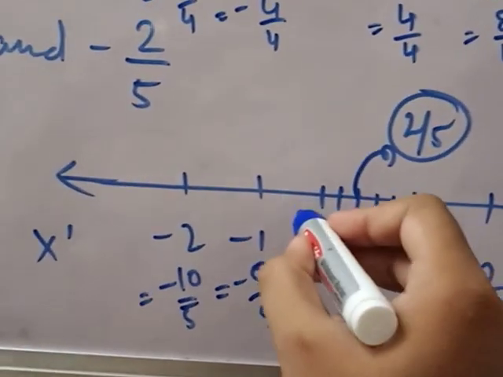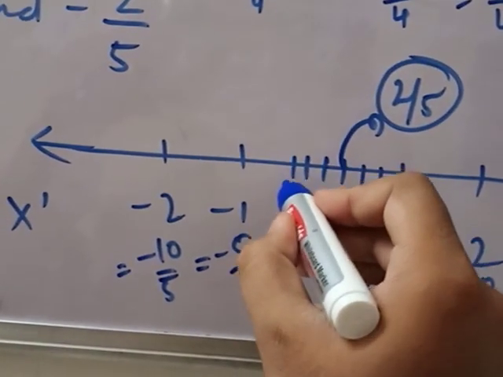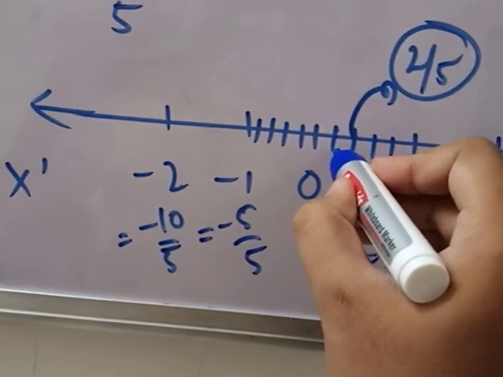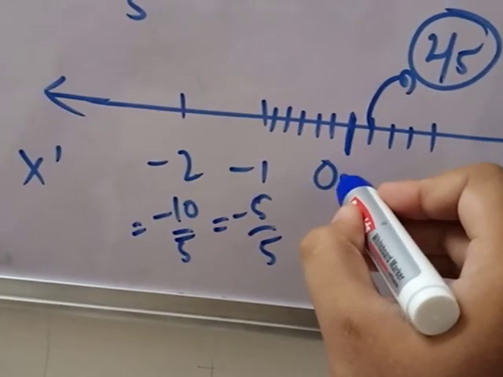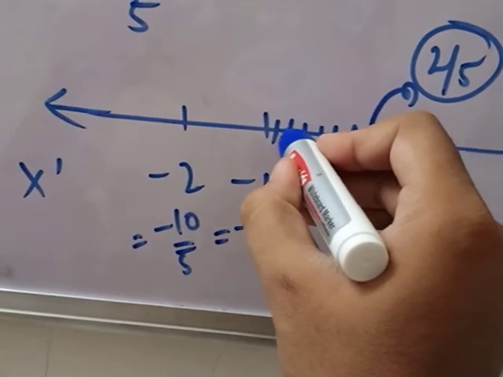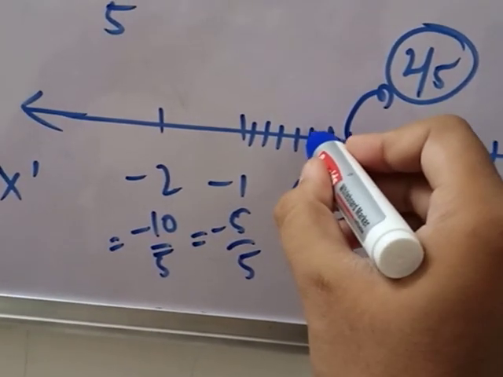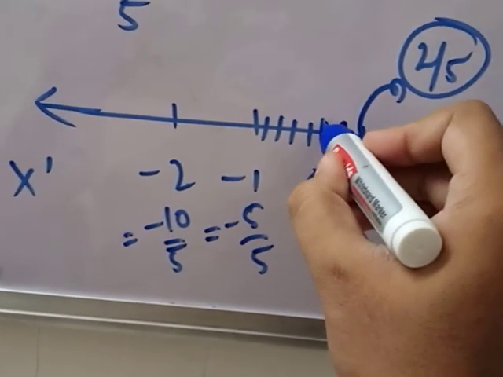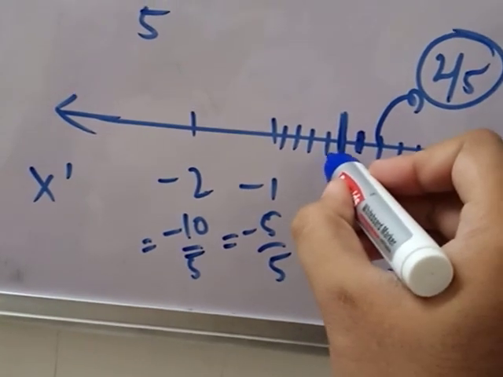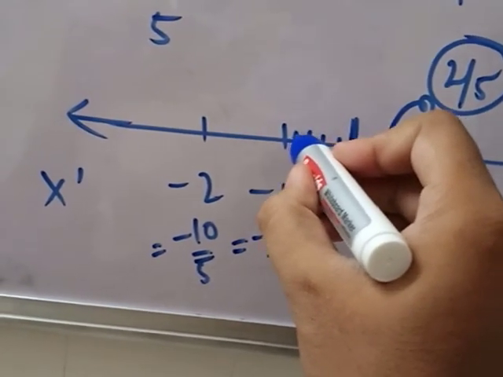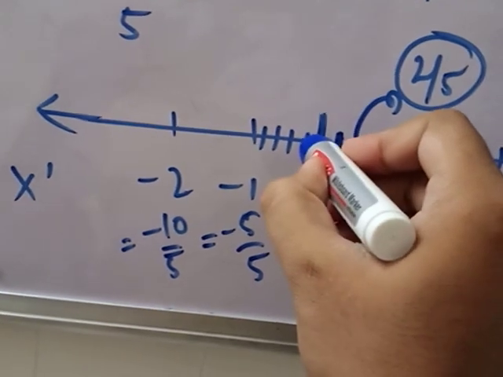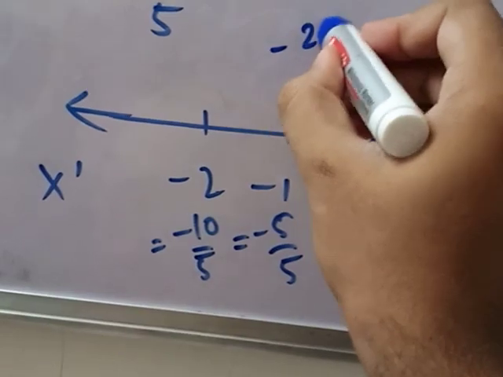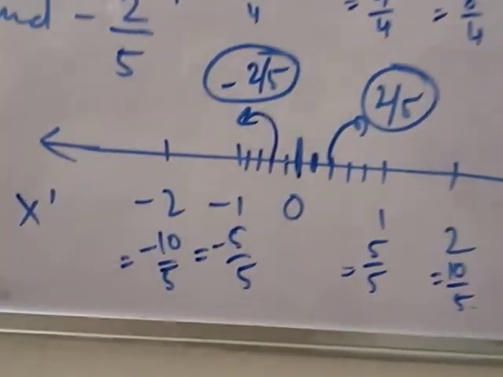Similarly for the left hand side for the minus. So 1, 2, 3, 4, 5. So this is the 0. Sorry, this is 0. This is not 0. This is 1 by 5. This is 0. Okay. And this is 1, 2, 3, 4 and 5. So this is minus 1 by 5. This is minus 2 by 5. Okay.